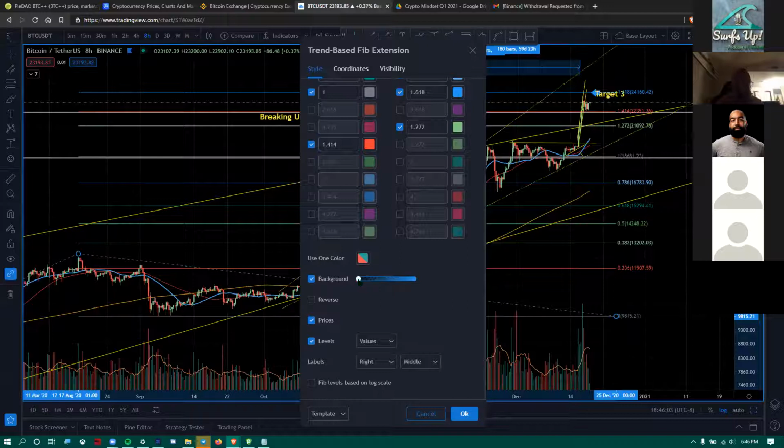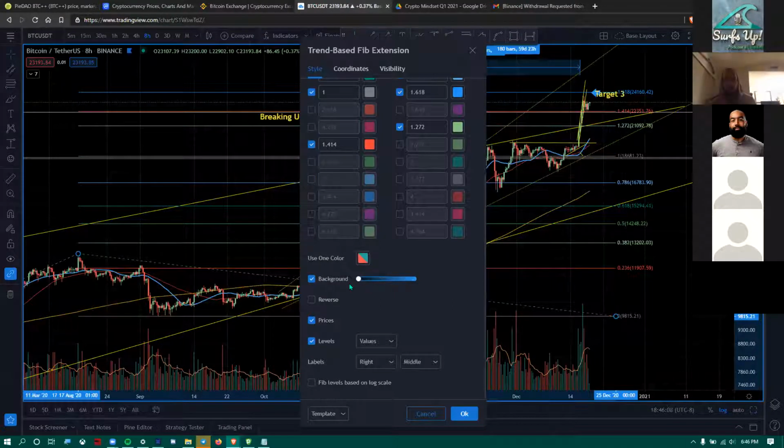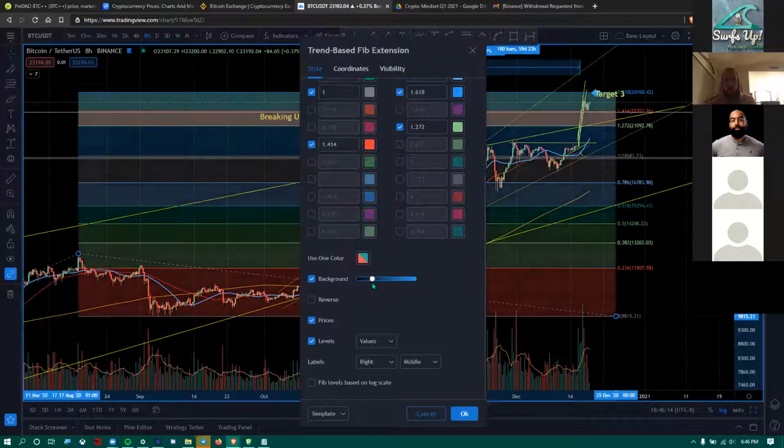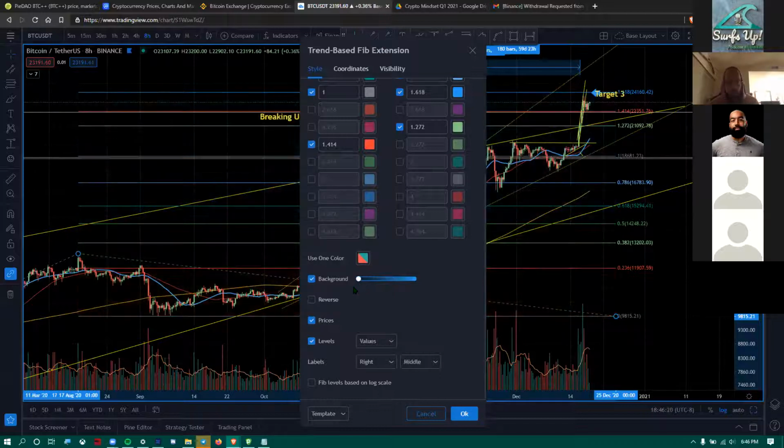I like to put the background to nothing and just use the lines. You can leave a little bit on there if you want. You can turn it up if you want, but then it really clouds everything up. So it's good to leave them pretty low or completely off. And that's the opacity on the background.